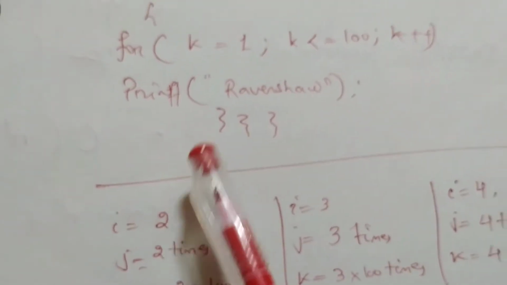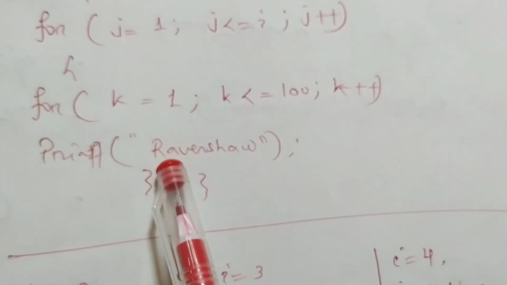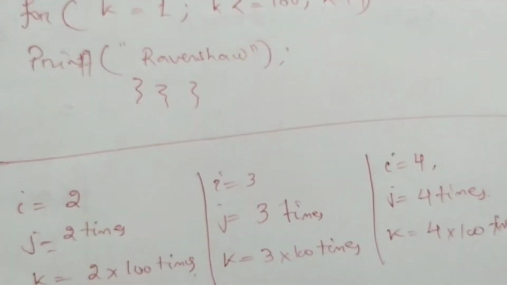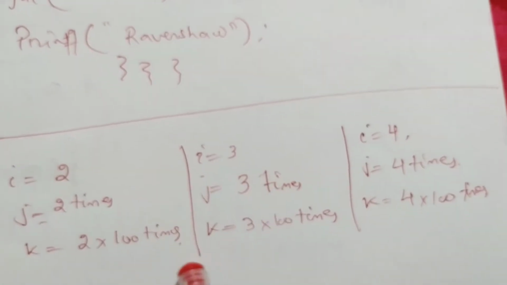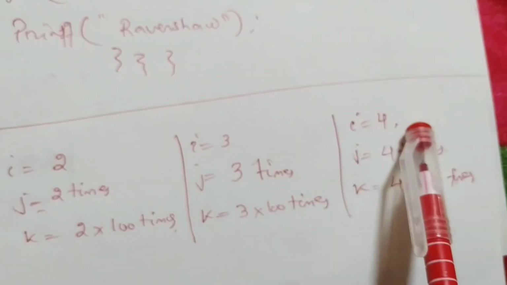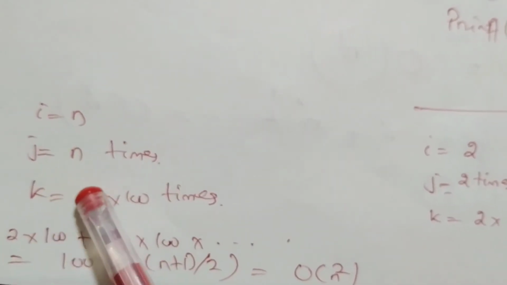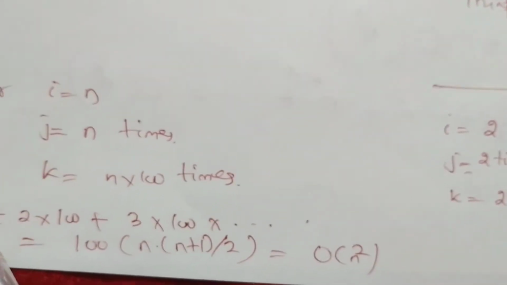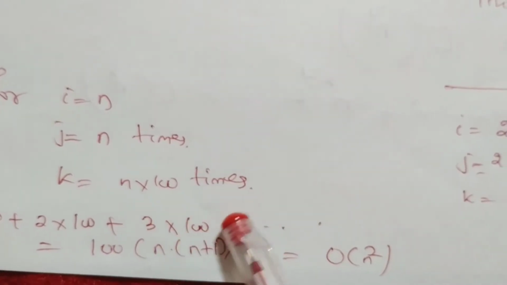So for i = 2, j will execute 2 times, and k will execute 2 into 100, because j less than or equal to i is true, so it will enter this loop. So k will execute the number of times of j, so 2 into 100. Like that, for i = 3, j will execute 3 times and k will execute 3 into 100 times. For i = 4, j will execute 4 times and k will execute 4 into 100 times. In general, j will execute n times and k will execute n into 100 times. So we can write it as 1 into 100 plus 2 into 100 plus 3 into 100 and so on.